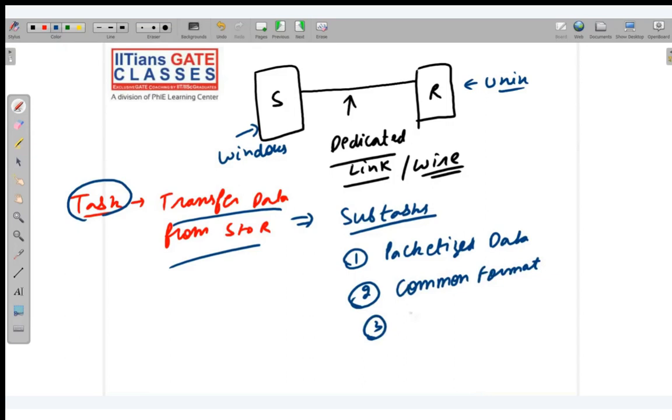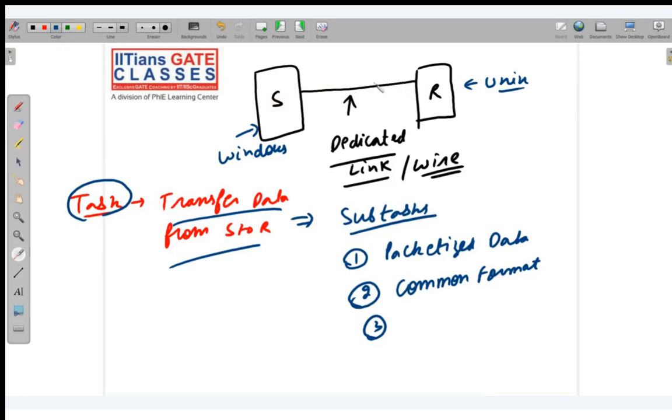Okay, third, sender and receiver are simply computer systems, right? So they can understand only binary. So the basic thing is how binary will be transferred through the wire. That is not possible. Ones and zeros cannot be transferred directly.